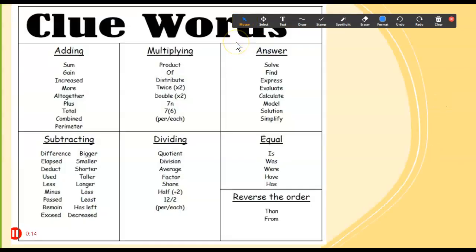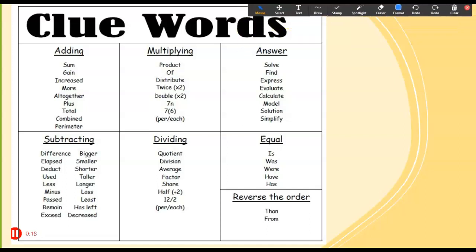Now, because we're dealing with word problems, we may need to review our clue words. You know, in a word problem, they don't always say plus, minus, add, subtract, multiply. They use keywords, right? Product, sum. Product means what? Multiplication. It's a multiplication word. What about sum? Addition word, right?